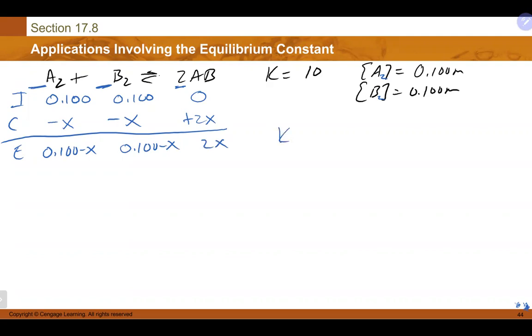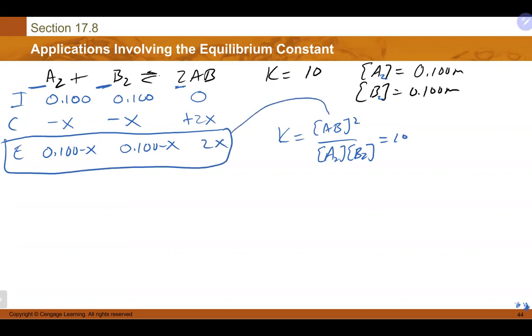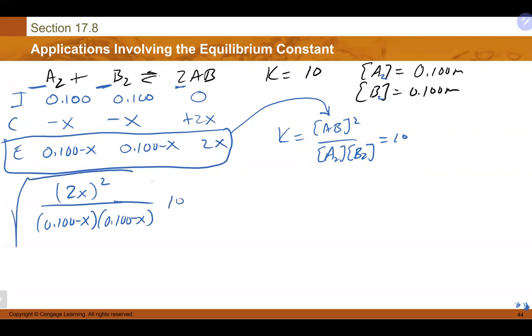In this case, our K would equal our AB squared divided by our A2 and our B2 equals 10. Once again, we're going to take our equilibrium line and insert it into here to figure out our X. That will again give us 2X squared, our 0.1 minus x, 0.1 minus x, and our 10. Again, it is a kind of perfect square on both sides. That will give us 2x up on top, 0.1 minus x, and a little square root action of 10 there.